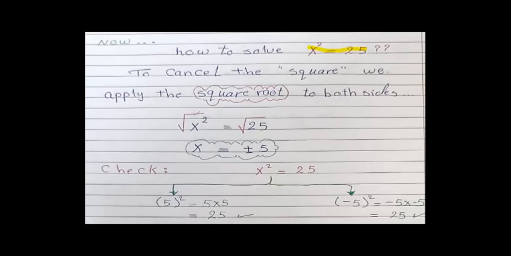The square will cancel the square root. Then the answer is x, and it will give us two different answers, +5 and -5. Now to check, you have to substitute again the x in the equation, x equal to 5 once and x equal to -5. If we substitute it in the equation, we will get 25 in the first case and 25 in the second case. So our solution is correct.